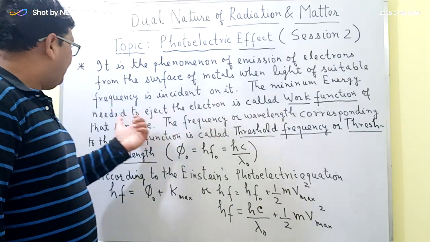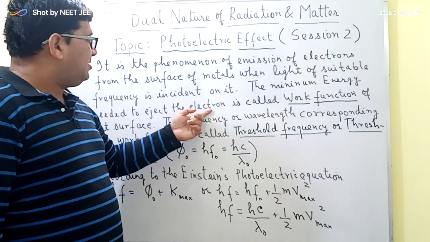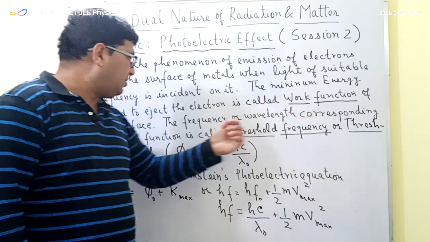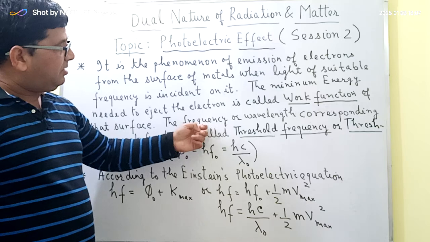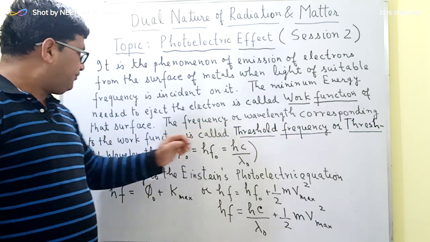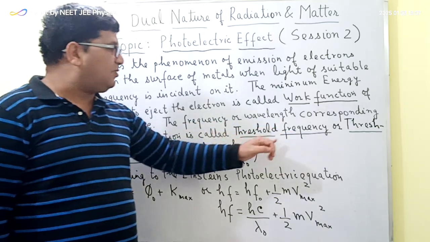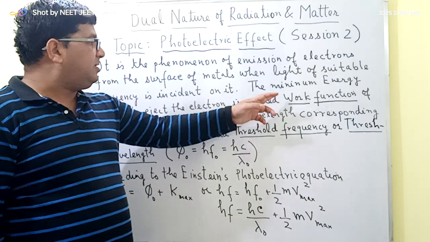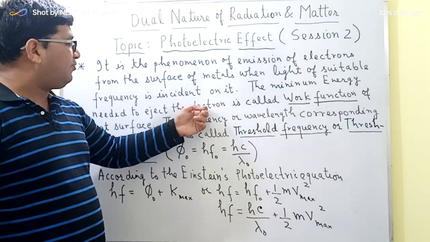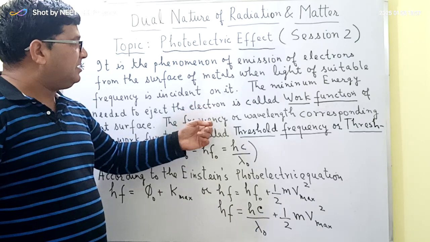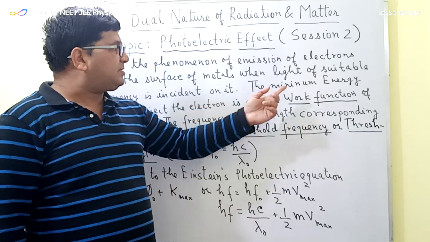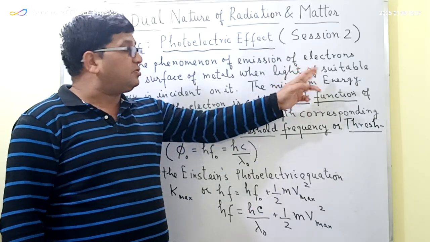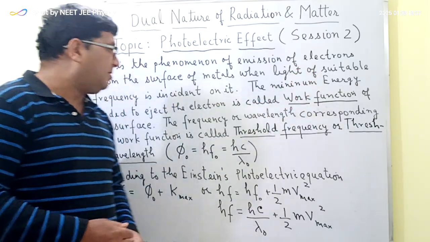Now the minimum energy which is required to eject the electron from the surface of the metal is called the work function of that surface. The frequency or the wavelength corresponding to that work function is called the threshold frequency or the threshold wavelength. So the minimum energy required to eject the electron from the surface of the metal is called the work function of that surface, and this happens when light radiation of suitable frequency is incident upon it.